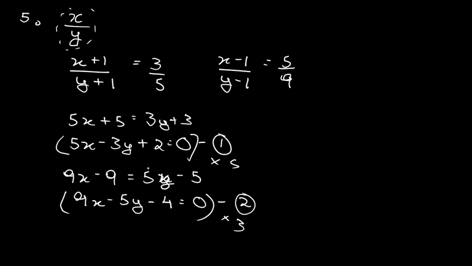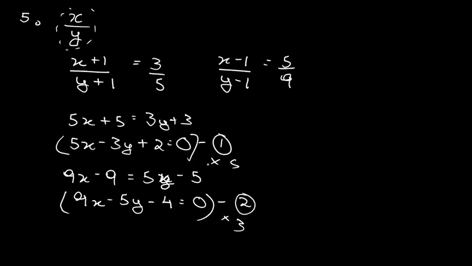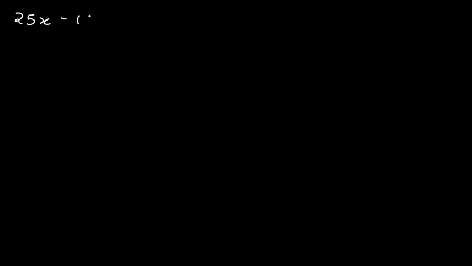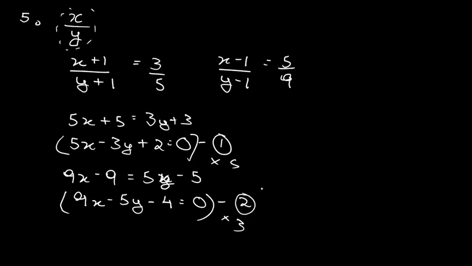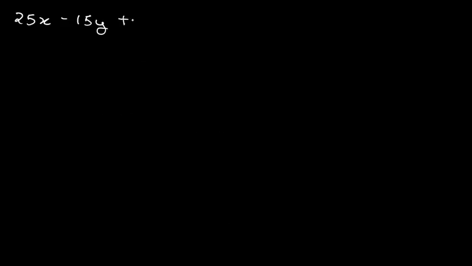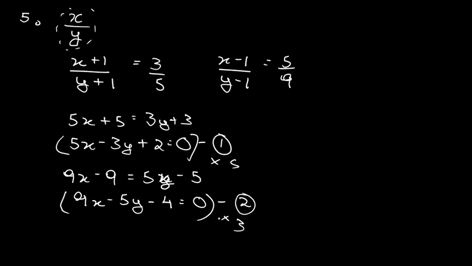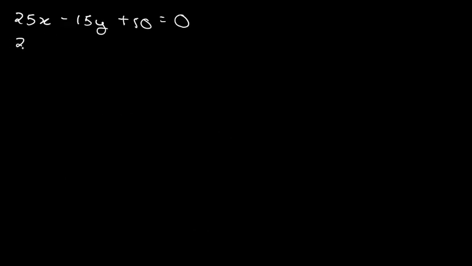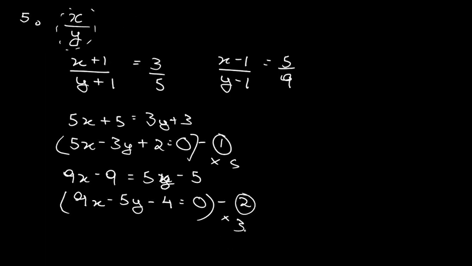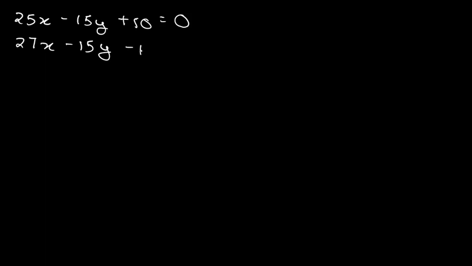So what are we getting? We are basically getting 5 5s are 25, 25x, and 5 3s are 15, minus 15y, and 5 2s are 10, plus 10 is equal to 0. Okay, this is equation number 3 you can consider, and 3 9s are 27, so here 27 will come. This was a mistake from my side, sorry for that. So 27x, and 5 3s are 15, minus 15y, and then 3 4s are 12, so minus 12 is equal to 0.